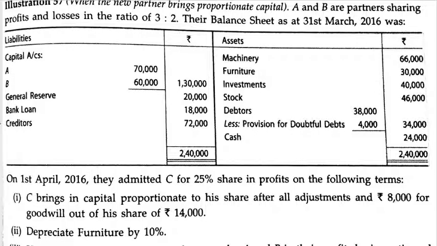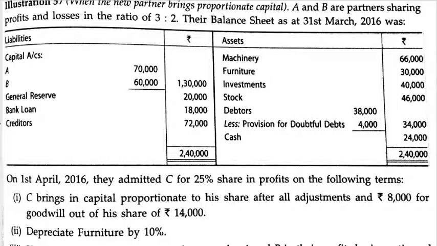A and B are partners sharing profits and losses in the ratio of 3:2. Their balance sheet as at 31st March 2016 is as follows. See the assets: machinery, furniture, investments, stock, debtors, provision for doubtful debts, and cash. On the liability side, we have the capital accounts of A and B as 70,000 and 60,000. These capitals are not the adjusted capitals. Adjusted capital means the capitals after all the adjustments relating to revaluation, reserves, goodwill.